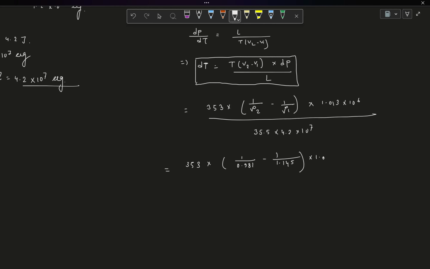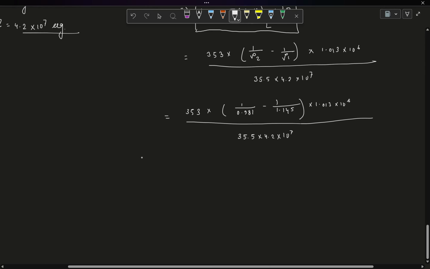into 1.013 into 10 to the power 6, divided by 35.5 into 4.2 into 10 to the power 7, right? So here you get your change in temperature, calculating this, as 0.035 Kelvin.